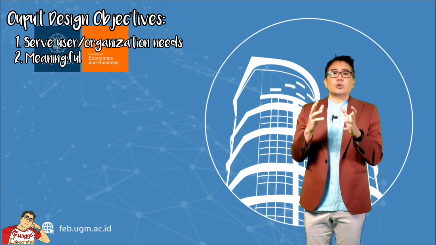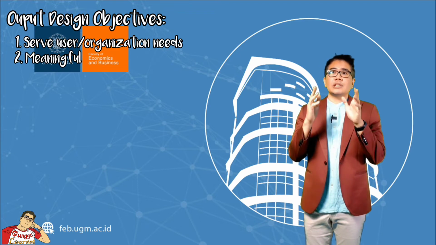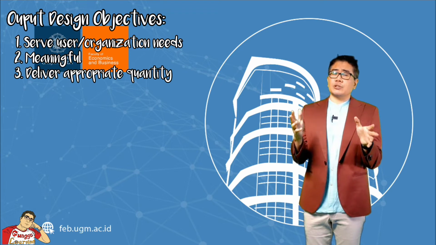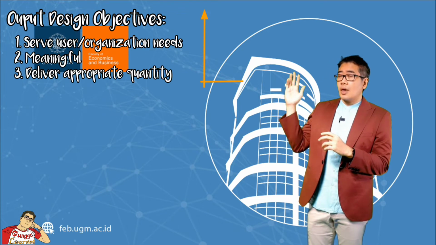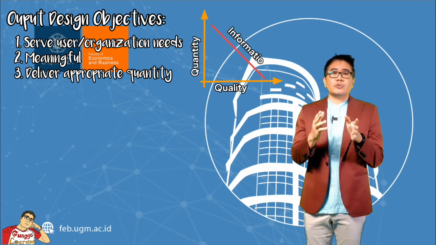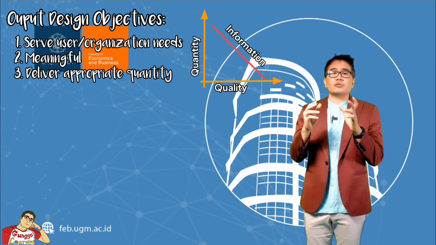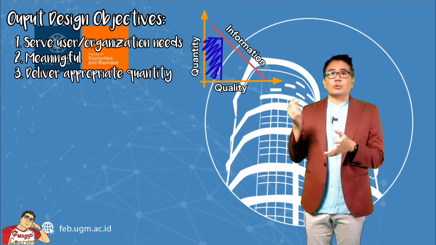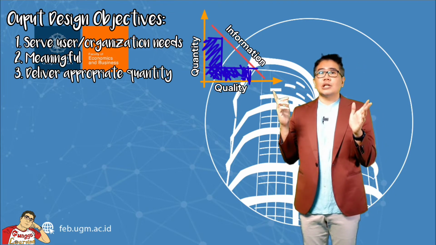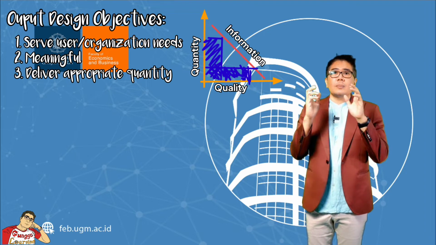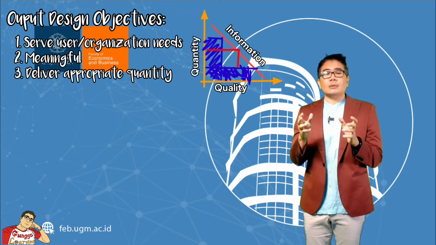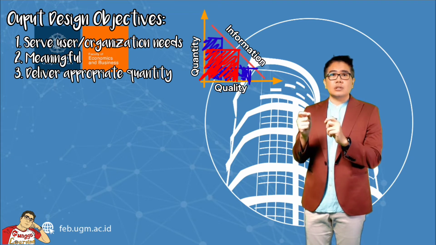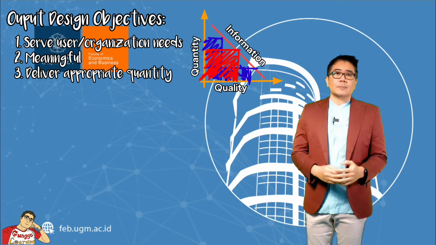The third output design objective is to deliver the appropriate quantity of an output. Much research has proven, as shown here, that there is a trade-off between quality and quantity of information. The higher the quantity, the lower the quality. But the lower the quantity, the higher the quality. So this means that by delivering the appropriate amount of quantity, you can also maintain the quality of the output.